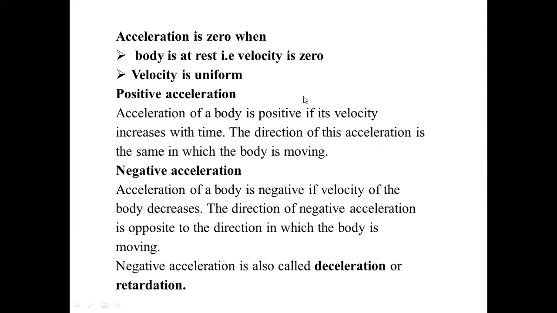Positive acceleration: if the velocity of the body increases, then its acceleration is said to be positive. And if the velocity of the body decreases, then its acceleration is said to be negative. The direction of positive acceleration is the same as the direction of velocity, or the direction of the moving body, whereas the direction of negative acceleration is opposite to the direction of velocity, or opposite to the direction in which the body is moving. Other names for negative acceleration are deceleration or retardation. Both deceleration and retardation are negative acceleration.